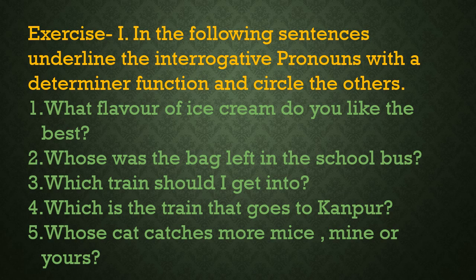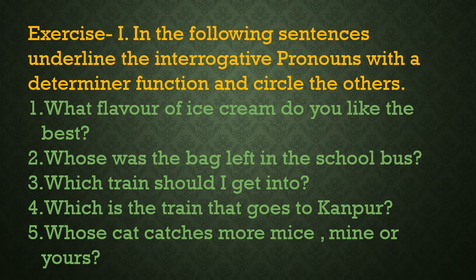Here, what flavor? So you have to see the difference in all the sentences. I will just read the first 2 words of each sentence, and you will come to know the difference. Number 2, whose was? Number 3, which train? Number 4, which is? And number 5, whose cat? Can you find out the difference, which one is the determiner function and which one is the verb here?